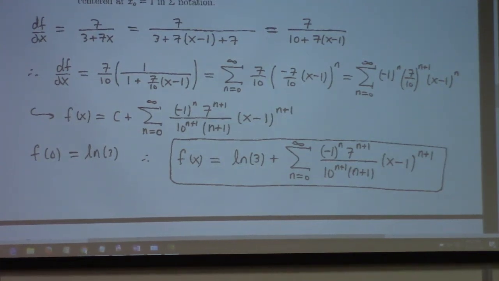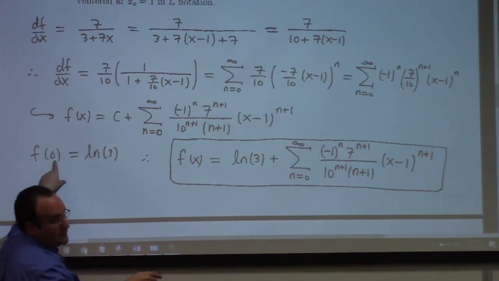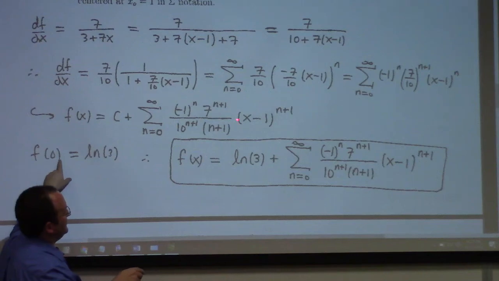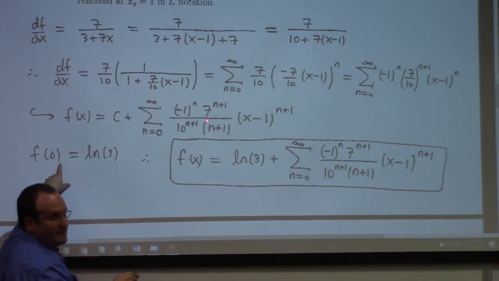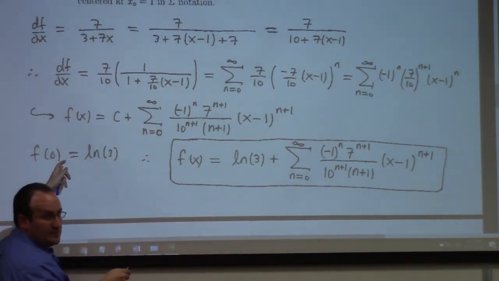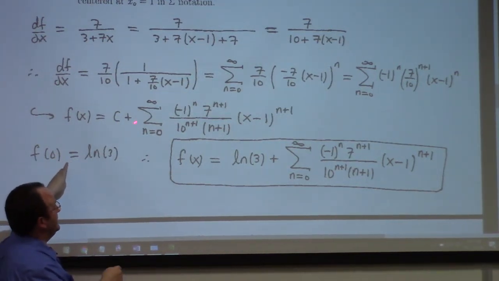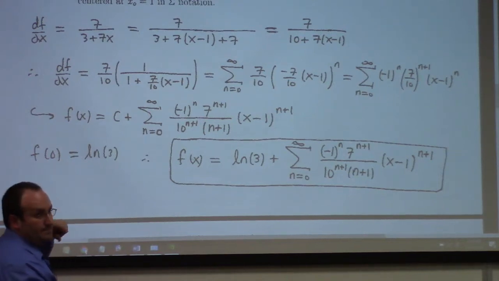Do you see the error of my ways? When I plug 0 in, I'm assuming that f of 0 is log 3. That's true, right? But f of 0 is not c plus 0. When you plug in 0 to this, you've got minus 1 to the n plus 1, all this junk. That's some complicated series. Who knows what it works out to? But it's not 0. So what you want to do is plug in the number that makes the series go to 0 so that you can isolate the c, to link it back to the function that you differentiated and then integrated.